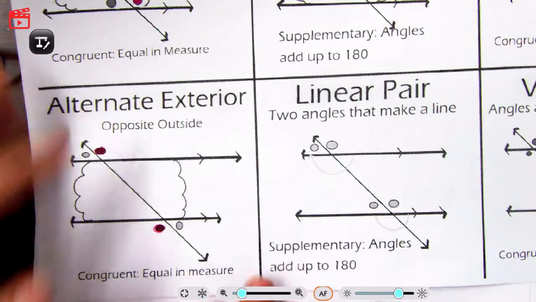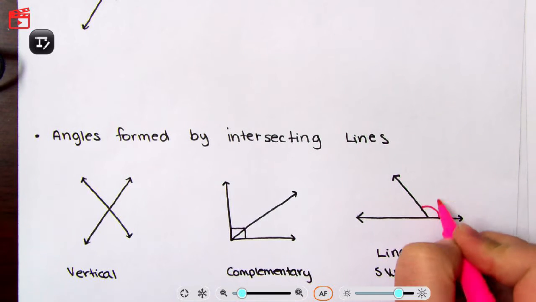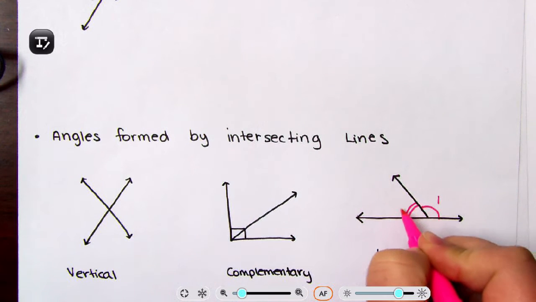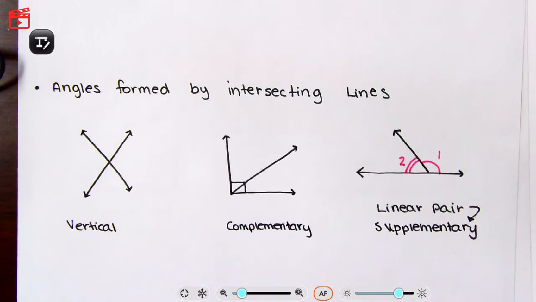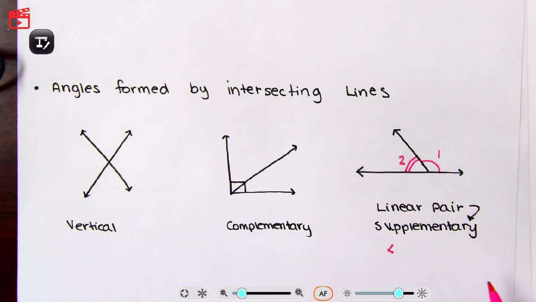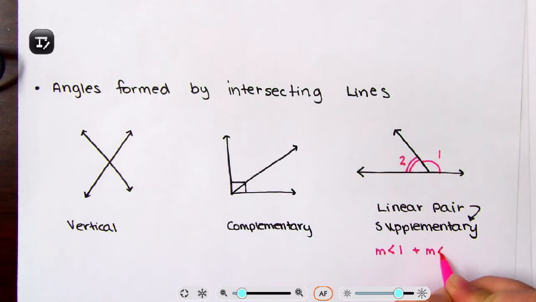A linear pair, I'm going to shift this up. A linear pair are angles formed by intersecting lines. Now, what does that mean? Well, linear pair means that they are supplementary. That means if I have angle 1 and I add that to angle number 2, both of these added together are equal to 180. So the measurement of angle 1 plus the measurement of angle 2 equals 180 degrees.